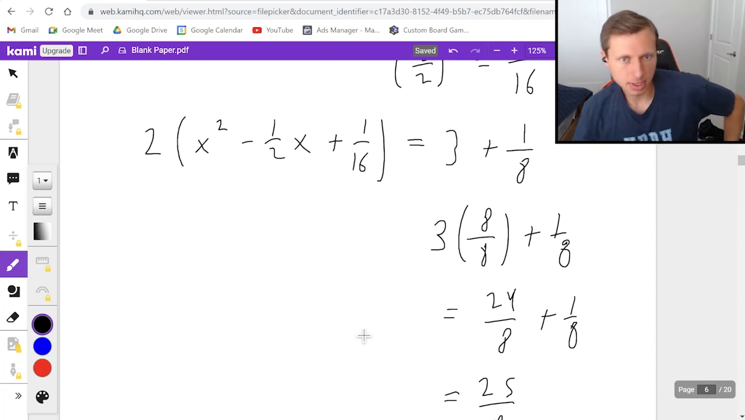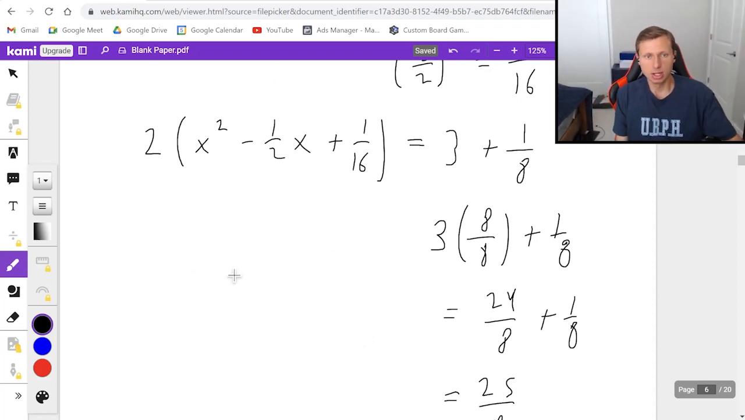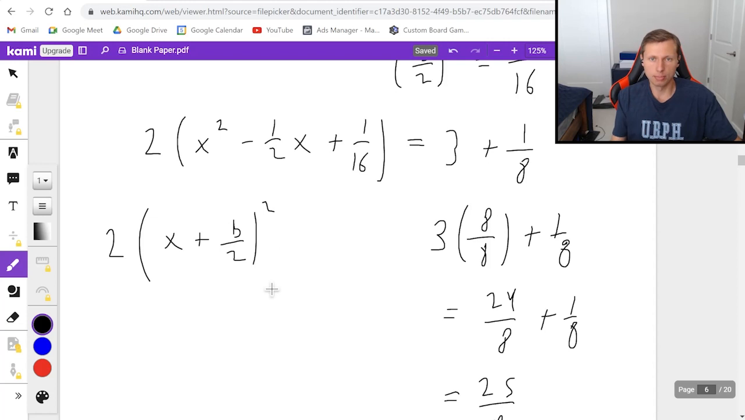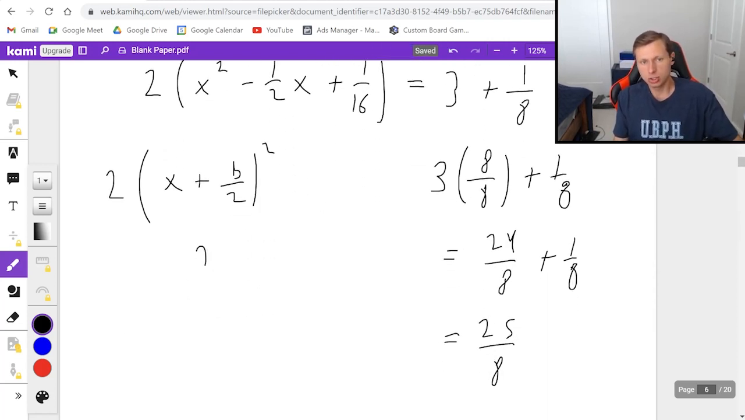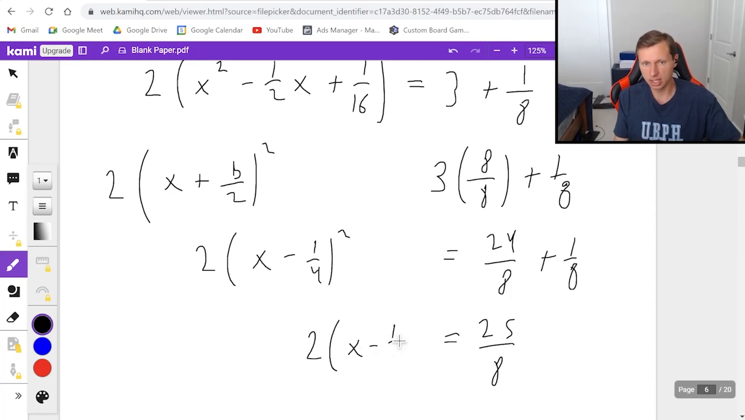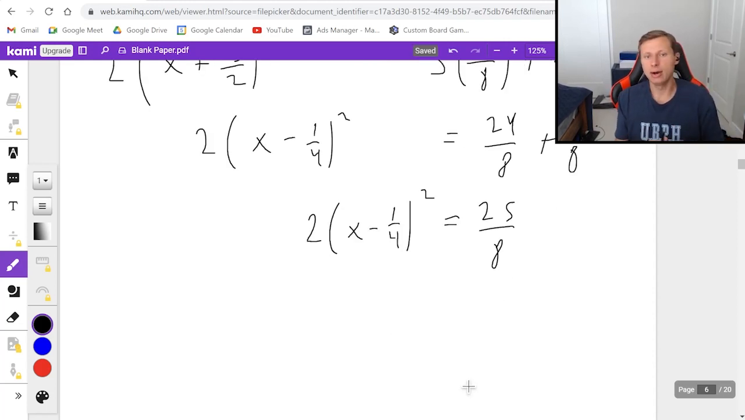Now the left side. The left side is going to be where I factor, actually. So if I factor this, first the 2 is still out in front. Remember, it's going to be x plus b over 2 squared, or b over 2, we said earlier, was negative 1/4. So it looks like it's going to be 2 times x minus 1/4 squared, and that's what I'm going to write right here in the equation. Now, before I take the square root of both sides, I have to divide by 2 first, because that's how you solve equations.